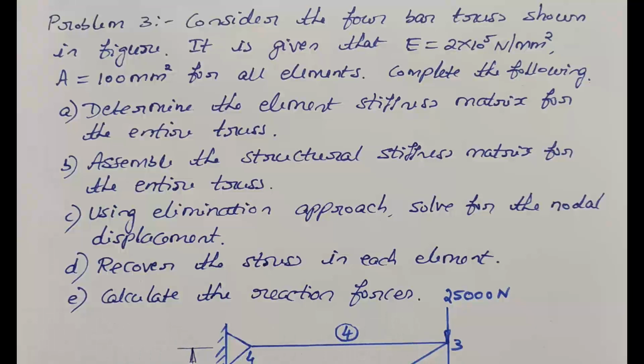See here, first you have to find out the elemental stiffness matrix for all the elements in the truss structure. Second question is, you have to assemble all the elemental stiffness matrices to get the global stiffness matrix. Third is, using elimination approach, you have to find out the nodal displacement. Fourth one is, you have to find out stress in each element. And fifth one, to calculate the reaction forces.